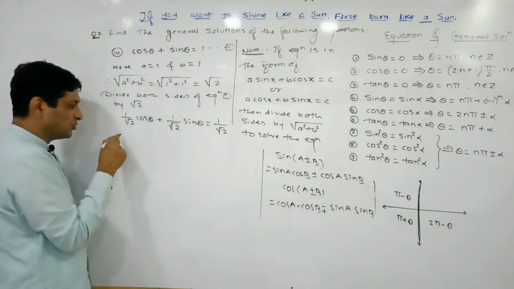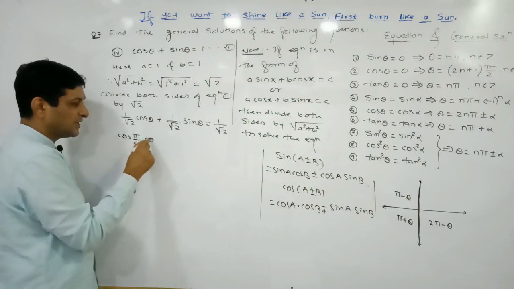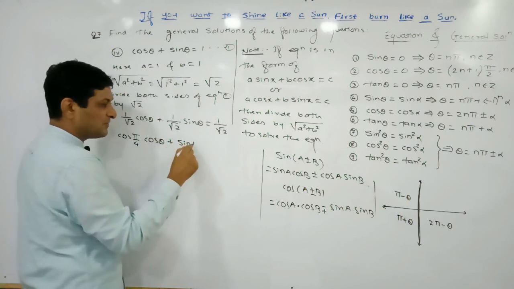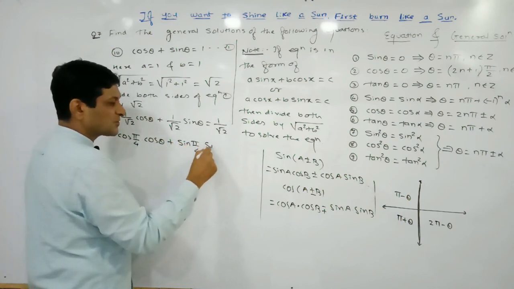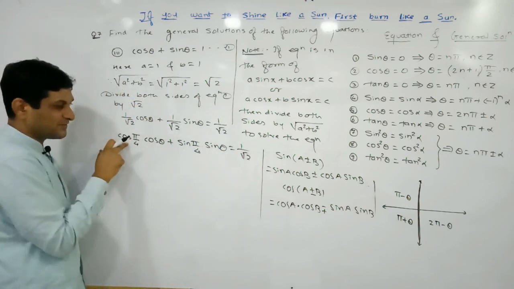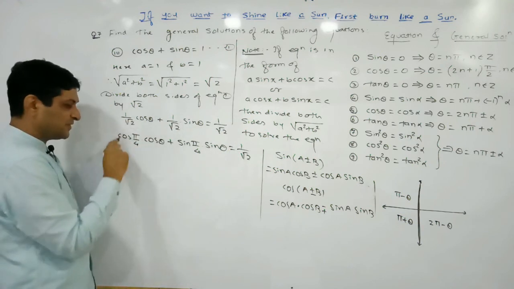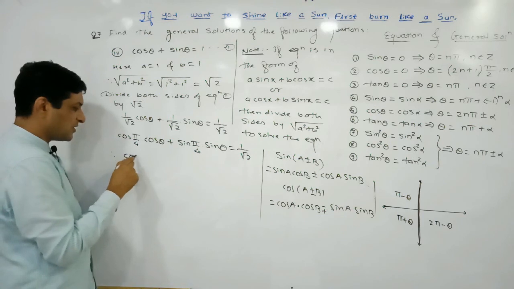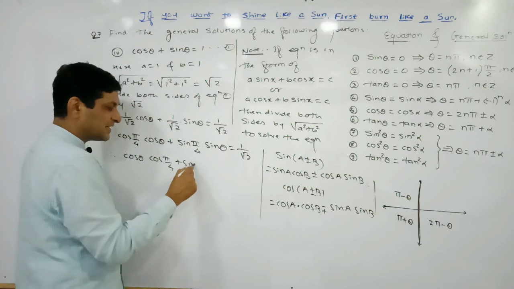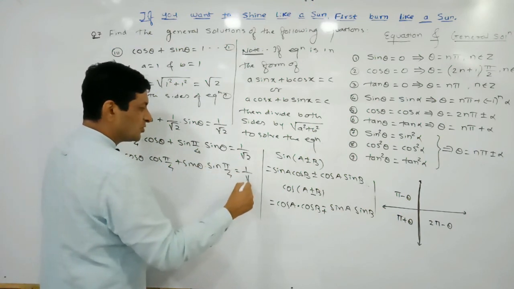So here 1 by root 2 can be written as cos 45, means cos pi by 4 into cos theta, keep it as it is. This 1 by root 2 can be written as sin 45, means sin pi by 4 into sin theta. On this side 1 by root 2, keep it as it is. Just replace this by cos 45 and this by what? Sin 45. Now this equation can be written as, first write down the term of theta. So cos theta into cos pi by 4 plus sin theta into sin pi by 4. On this side 1 by root 2, keep it as it is.